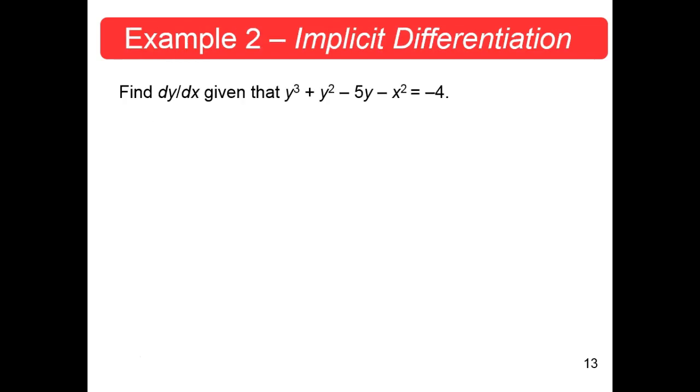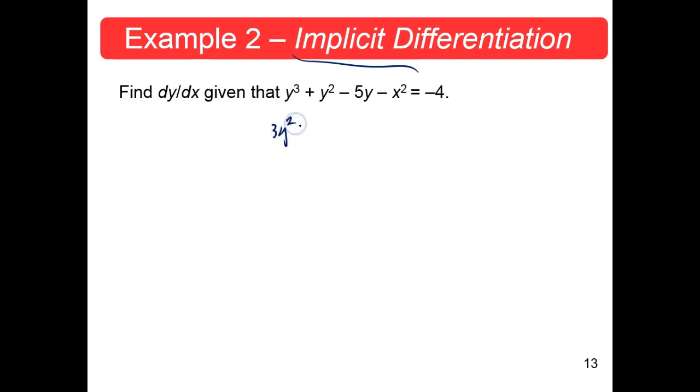All right, let's do this one. Find dy/dx given that y cubed plus y squared minus 5y minus x squared is equal to negative 4. Yay. You think you can solve for y? Not without an awful lot of work. I don't like to work hard, so let's not. So what would we do then? Do it implicitly.